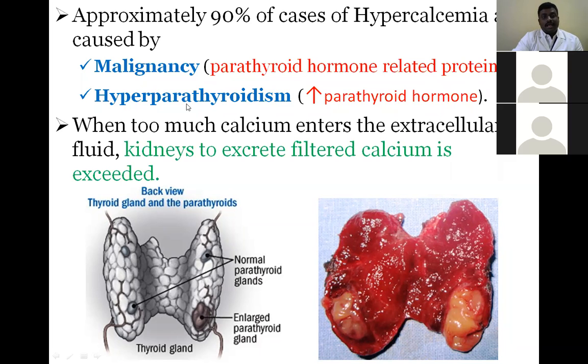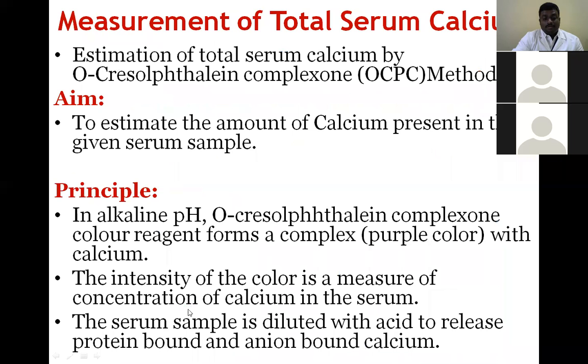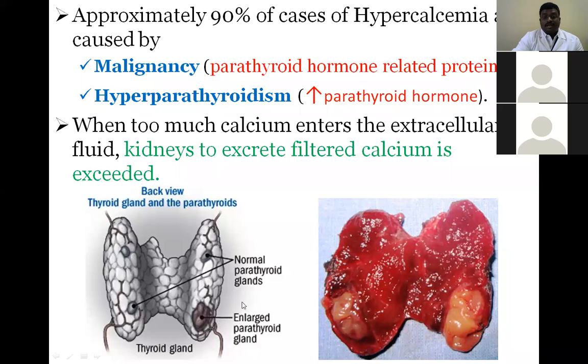Next cause is hyperparathyroidism. Hyperparathyroidism is when there is an enlargement of the parathyroid gland. Here in this image you can see an enlarged parathyroid gland. When the parathyroid gland is enlarged, there is a chance to release more amount of parathyroid hormone. So these are the causes.